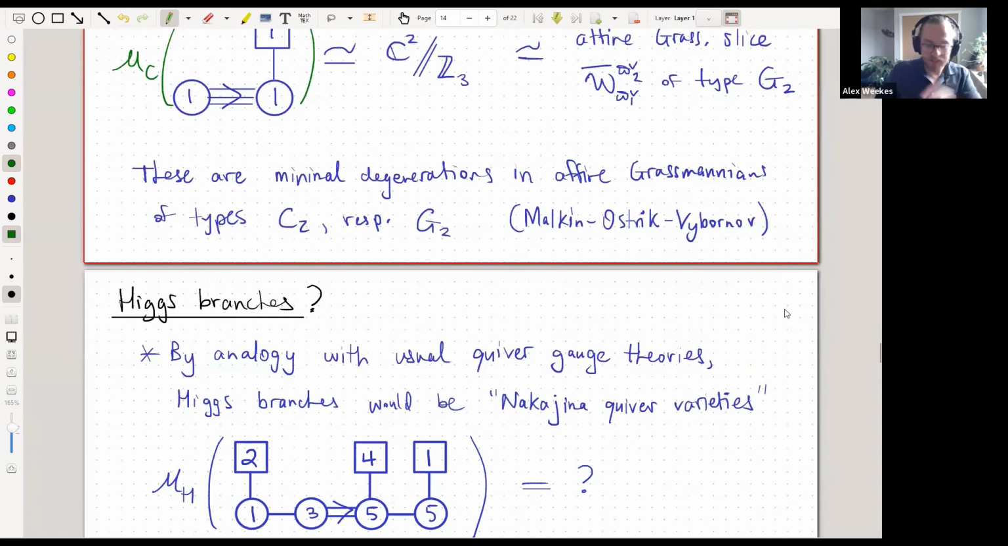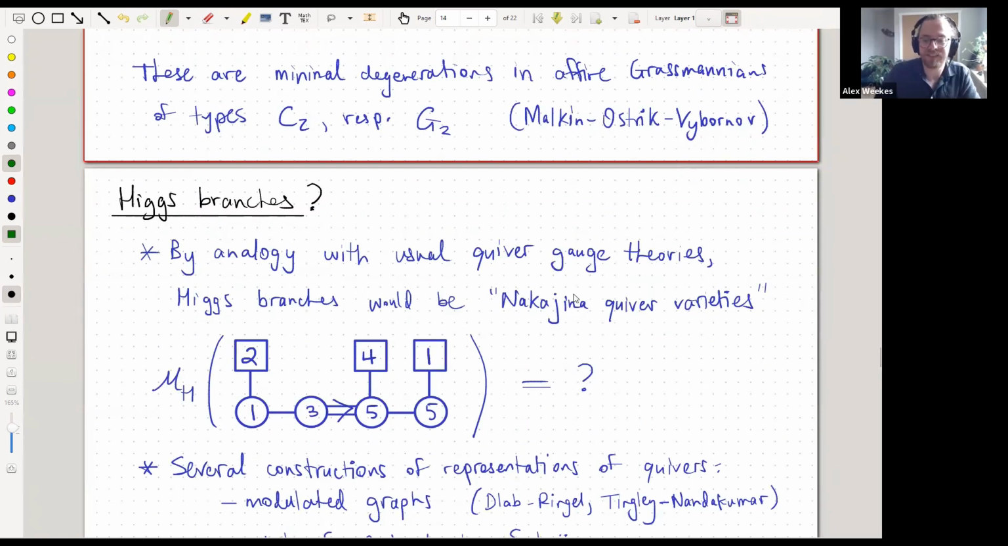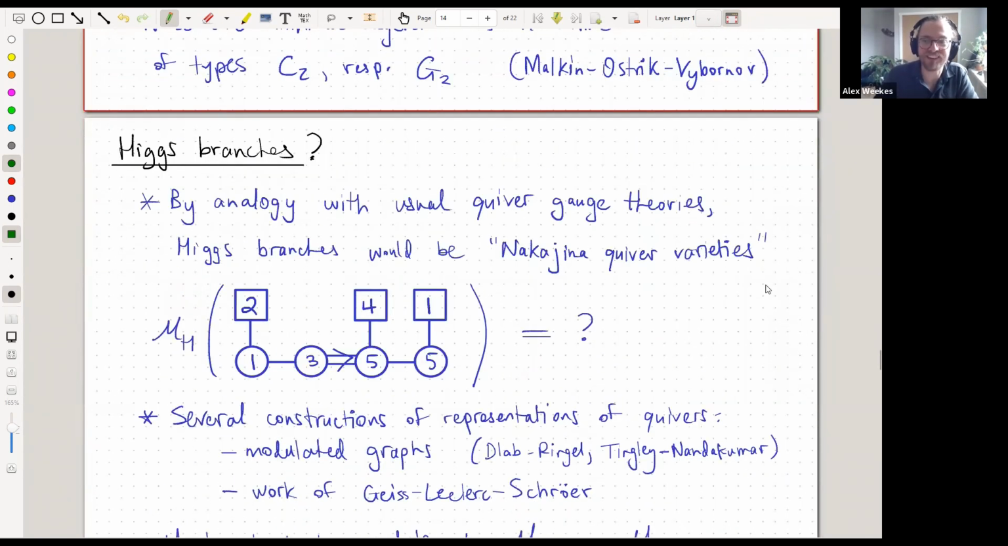In the final couple of minutes, this is all speculative because I don't know anything to say here. I've talked about Coulomb branches for quivers. What is the Higgs branch, or is there even a Higgs branch? There may not be such a thing. I don't know, but by analogy with the usual quiver gauge theories, it's natural to propose that the Higgs branch for such a thing would be a Nakajima quiver variety, of type F4, whatever that is meant to mean.